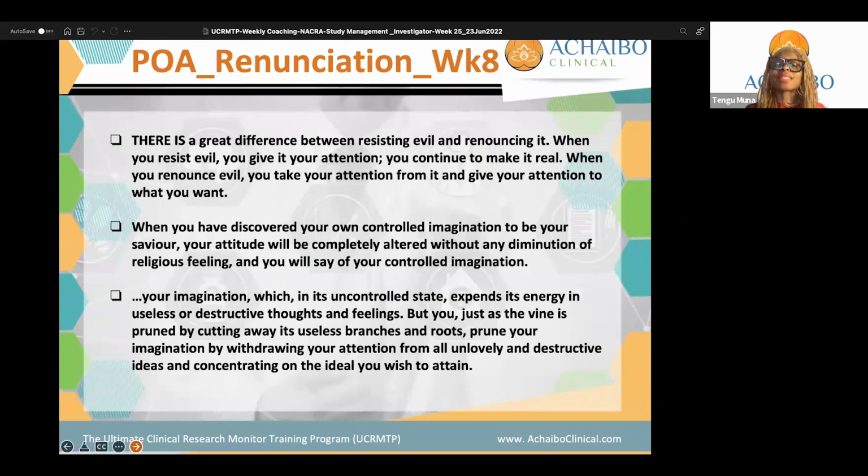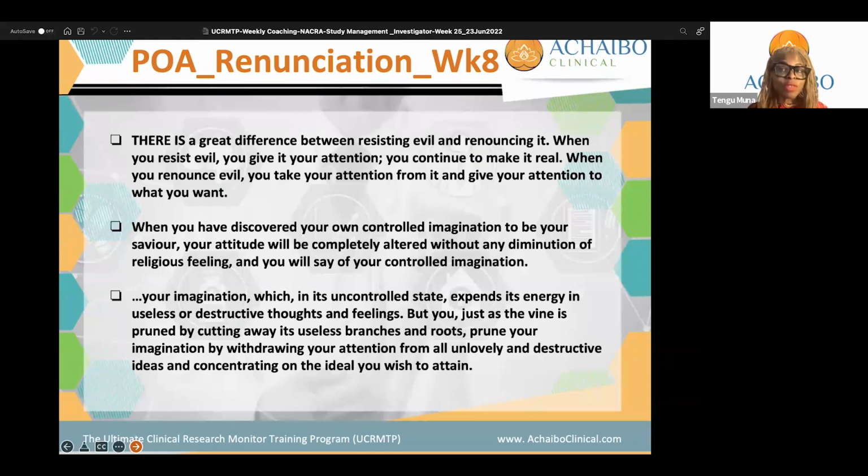So here it says there's a great difference between resisting evil and renouncing it. When you resist evil, you give attention to it, you continue to make it real. When you renounce evil, you take your attention away from it, you give the attention that you want. So the renunciation that we're talking about here is taking your attention from the evil, which means the things in your life that no longer serve you, and placing your attention on something else. It's really simple. So long as you keep focusing on something and condemning it, it's only going to grow.